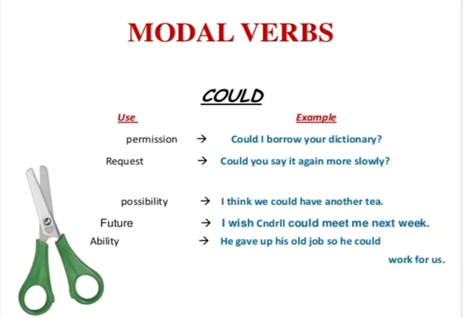When I was 5 years old, I could swim. So it is ability in the past. Future: I wish Kendrill could meet the next week. Ability: He gave up his old job so he could work for us. So again it is past ability.